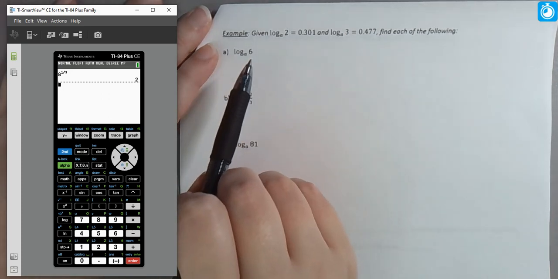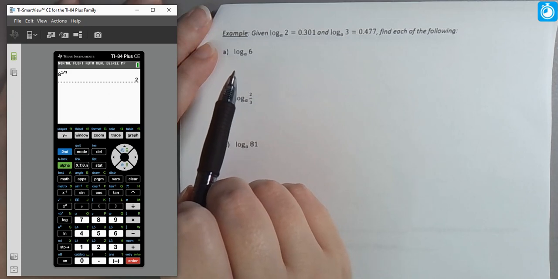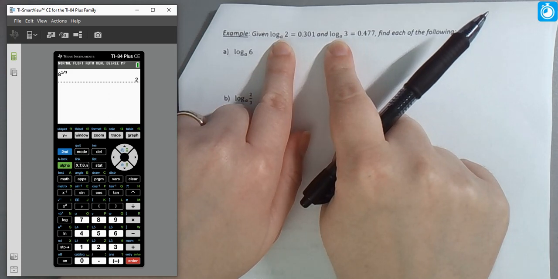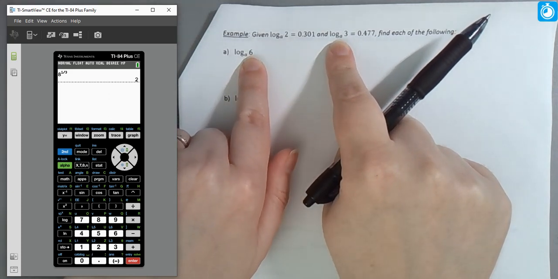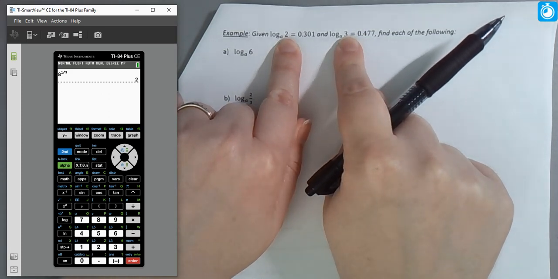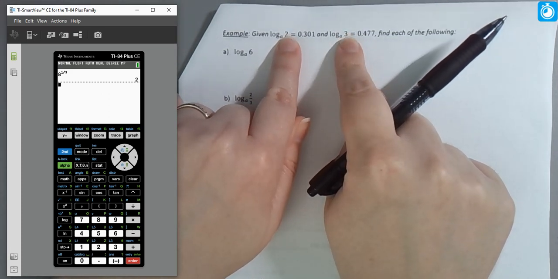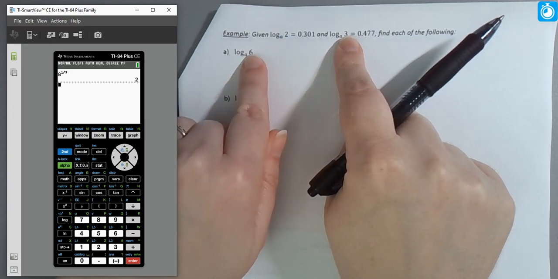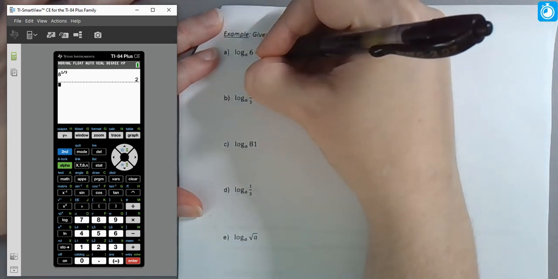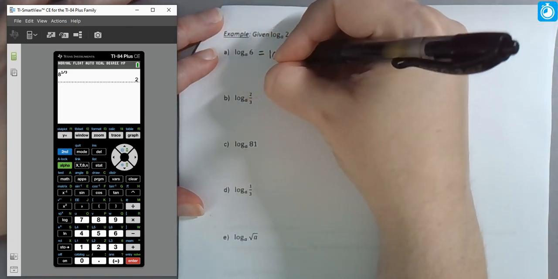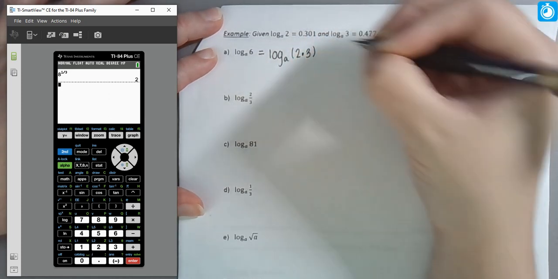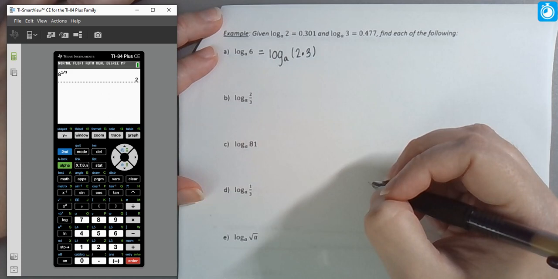So we've been told that the log base a of 6 is what we want to find. Well, how does that relate to these two logarithms? When I look at these two logarithms and compare to an input of 6, I notice I'm looking at an input of 2 and an input of 3. If I take a 2 and a 3 and multiply them together, that gives me a 6. So another way to write this logarithm would be log base a of 2 times 3. So 6 is going to be the same thing as 2 times 3.